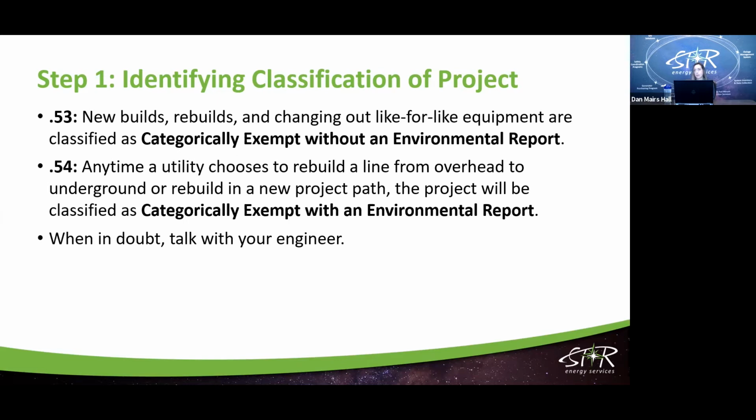So basically, if your project would normally be a .53, but you know you're going to go through a site and run into issues, you're going to have to do the full-blown ER and all the consultation letters to be able to move forward with your project. And if you're unsure of what your project would classify as, just talk to your engineer and they can help.